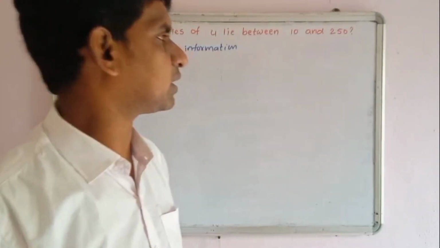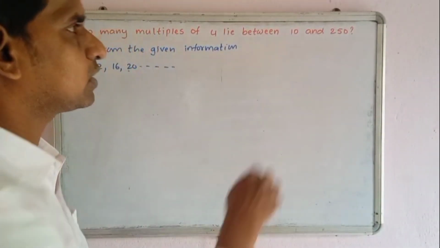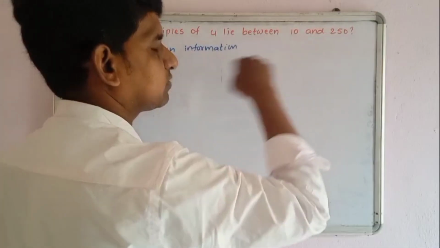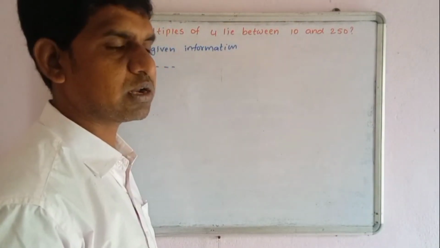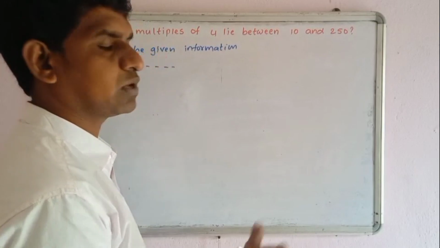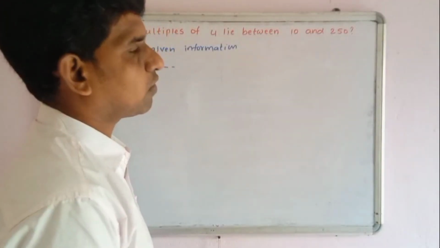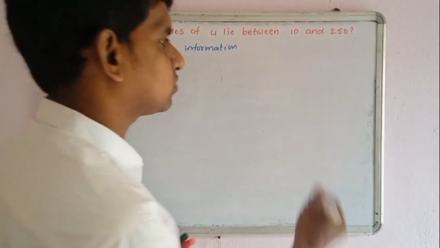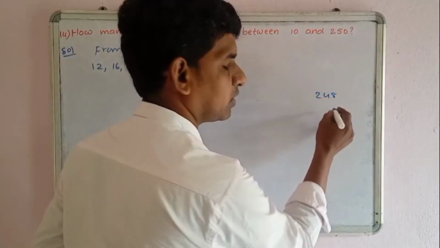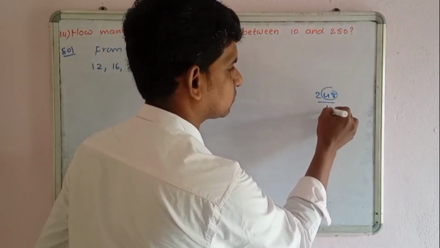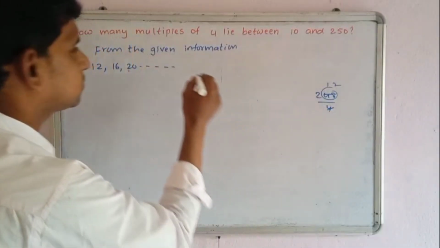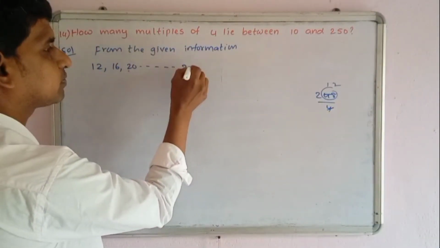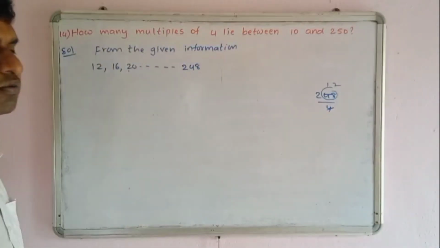250. Is it a multiple of 4? No, because of 50. Check the last 2 digits. 50 is not divisible by 4. The number before is 249. 249 is also not divisible by 4. So the number before is 248. 248 is divisible by 4 because by the divisibility rule of 4, check the last 2 digits. 4 ones are 4, 4 twelves are 48. So it is divisible by 4. 248 is divisible by 4.